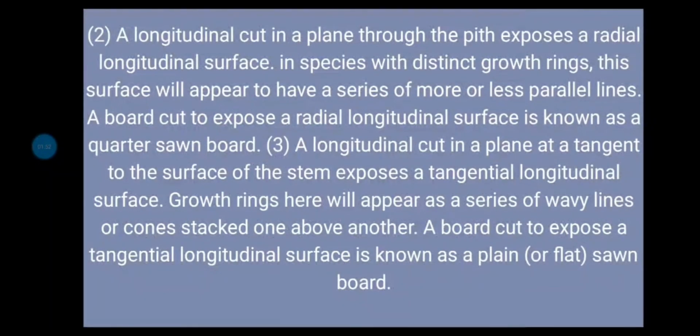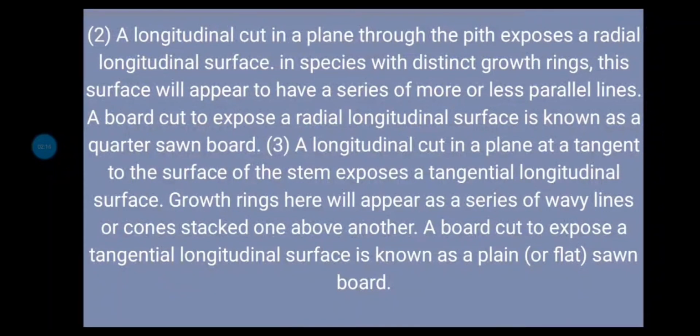A longitudinal cut in a plane through the pith exposes a radial longitudinal surface. In species with distinct growth rings, this surface will appear to have a series of more or less parallel lines. A board cut to expose a radial longitudinal surface is known as a quarter sawn board.